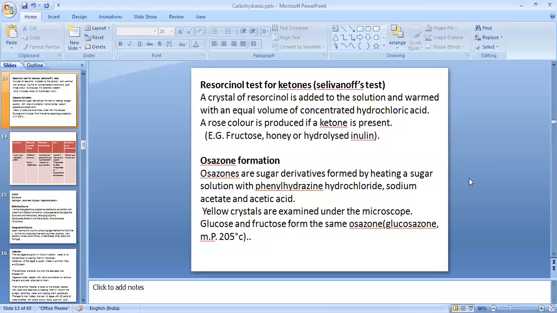The sample solution is heated with phenylhydrazine hydrochloride and sodium acetate in the presence of acetic acid. You'll get yellow colored crystals which will be observed under the microscope, which show different forms of orientation by which you can differentiate the different types of sugars. You might have studied this in detail in your biochemistry. But from our pharmacognosy point of view, this is not of much importance. The other tests we can perform. So these are all the identification tests for the carbohydrates.